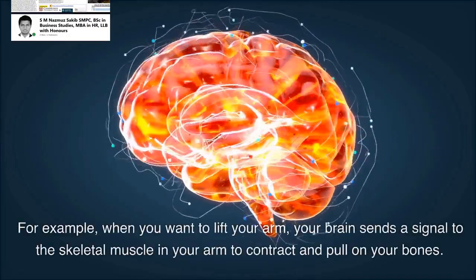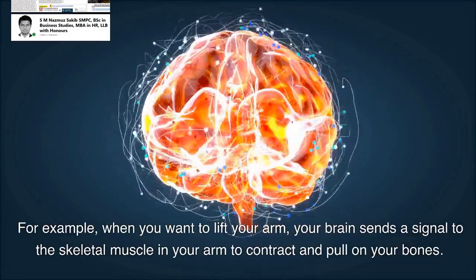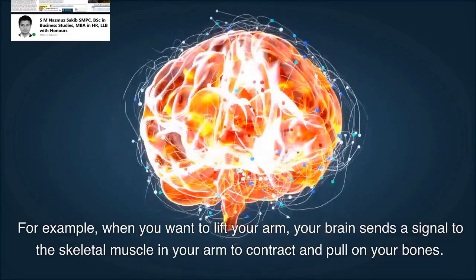For example, when you want to lift your arm, your brain sends a signal to the skeletal muscle in your arm to contract and pull on your bones.